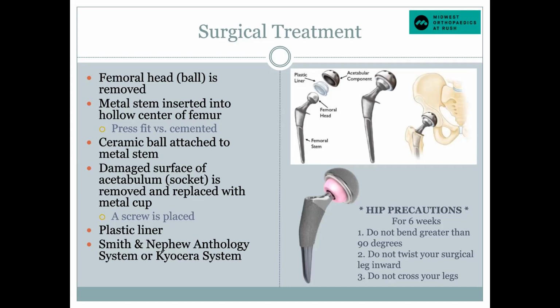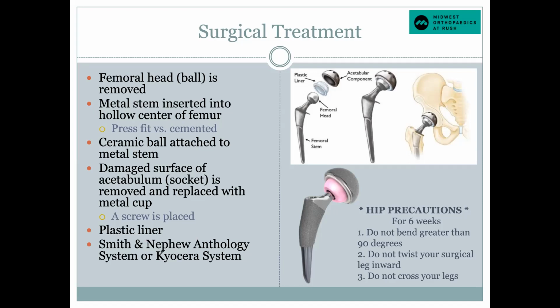He starts by removing the femoral head, which is the ball out of the ball and socket joint. He then creates a hollow center of the femur to place the metal stem. The metal stem has a press fit indentation that allows the bone to grow into it. He then places a ceramicized oxynium ball on top. After that, he will remove the damaged surfaces of the acetabulum, which is the socket of the ball and socket joint, and replaces it with a metal cup. He sometimes stabilizes it with a screw. Last, he places a plastic liner to simulate the cartilage.